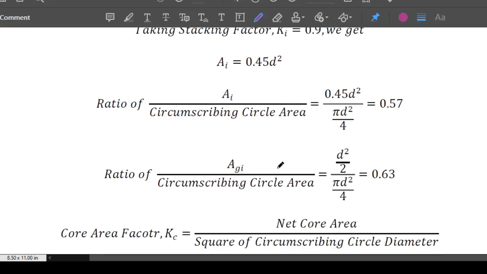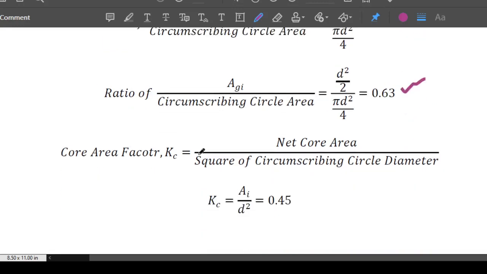We'll consider a few ratios. One is the ratio of net iron area to circumscribing circle area. Circumscribing circle area is pi r square, or it is pi d square by 4. That is what is given in your denominator. It is pi d square by 4. And AI value just now found out is 0.45 d square. Substituted, you will get a number 0.57. Similarly, for a ratio relating AGI and circumscribing circle area, you will get a number 0.63.